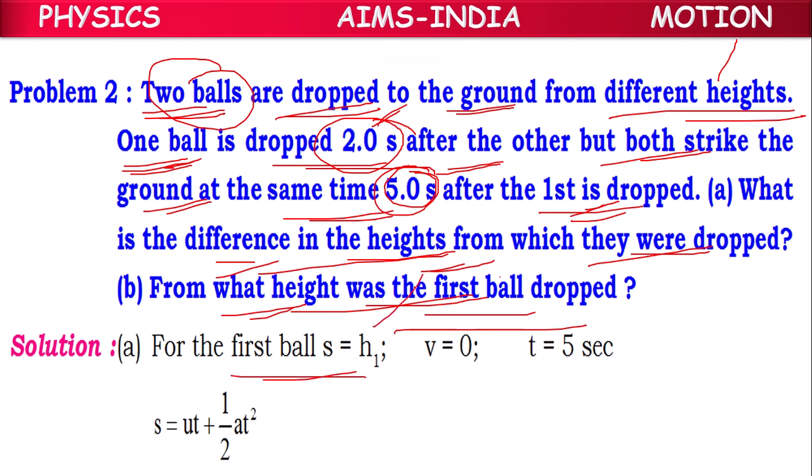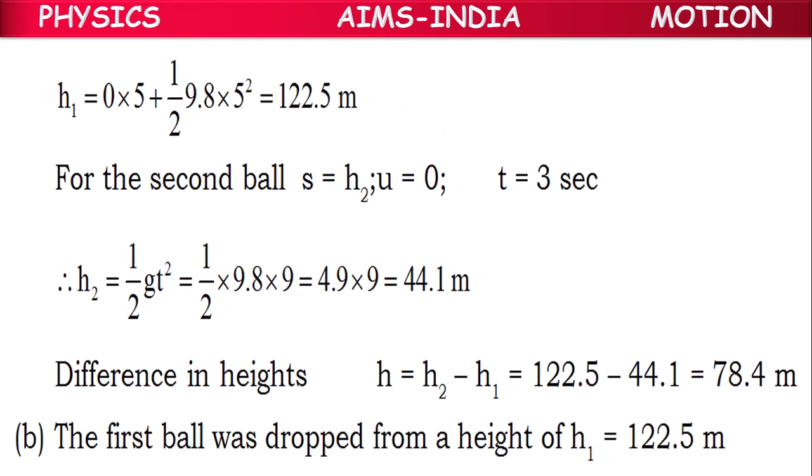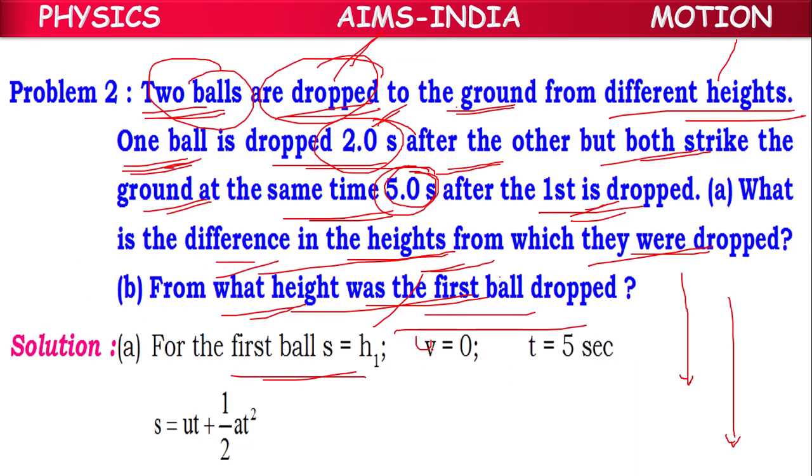For the first ball, let the height be h1. They are dropped to the ground from different heights, so we have to treat them as freely falling bodies. Means the initial velocity u is 0 for the first one and for the second one, because they are freely falling bodies, u equals 0. And the time.